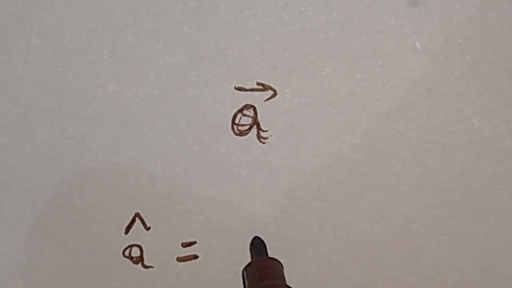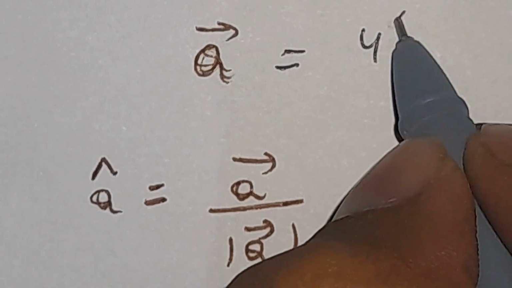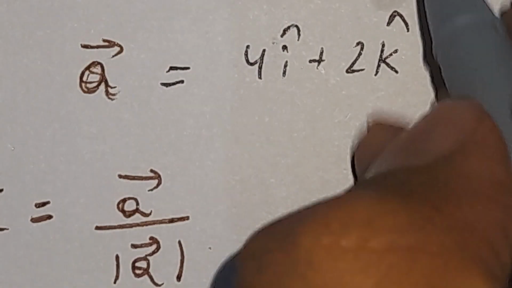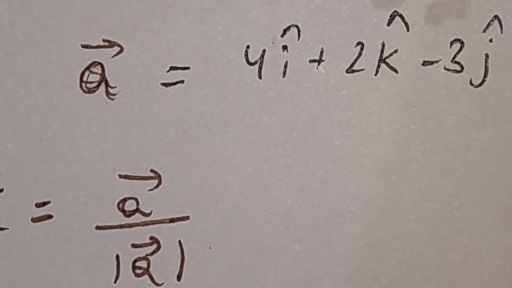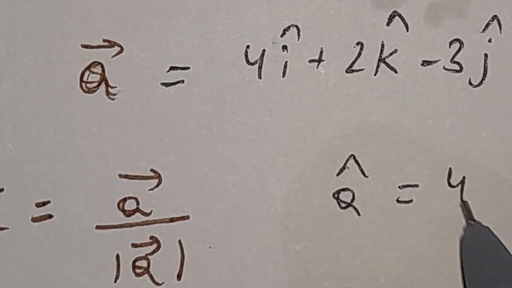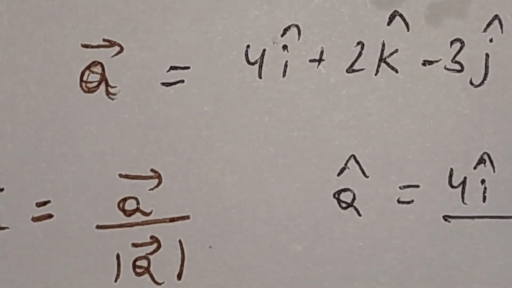And we represent a unit vector by, let's consider this is a vector A. So the unit vector of this vector will be, I will write A cap is equal to A vector divided by magnitude of A vector. So let's consider this vector is 4 i cap plus 2 k cap minus 3 j cap, so its unit vector will be A cap is equal to 4 i cap plus 2 k cap minus 3 j cap divided by its magnitude.